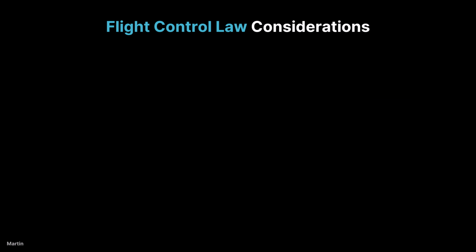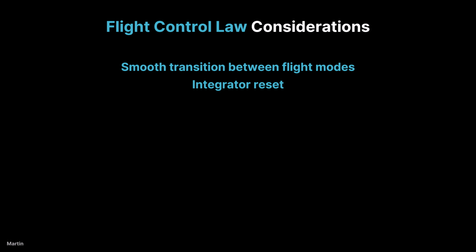Last but not least, there are several important considerations to keep in mind when developing a flight control law. Smooth transitions between flight modes, to avoid abrupt changes in control behavior that may destabilize the vehicle. Integrator reset strategies, especially during mode switching or manual override, to prevent integral windup and ensure stable recovery. Sensor and actuator calibration, which is essential for accurate state estimation and precise control.